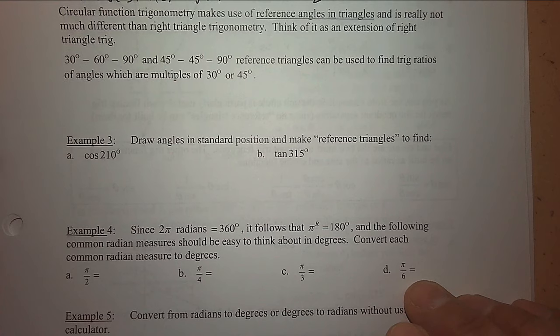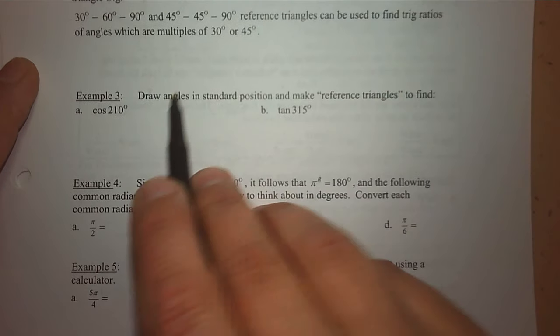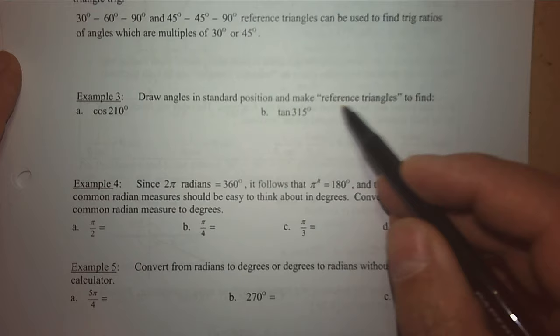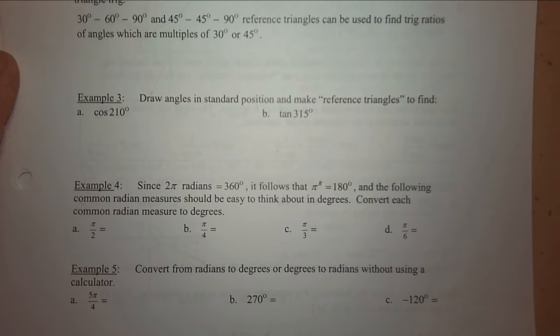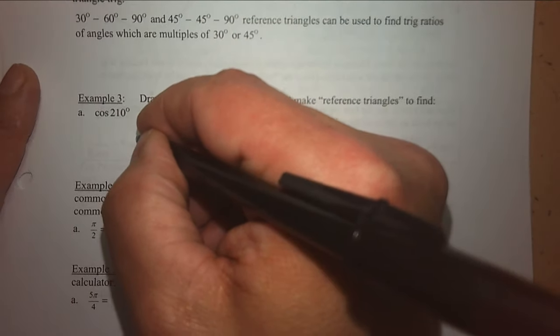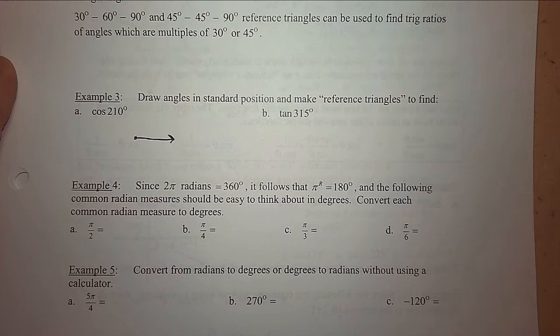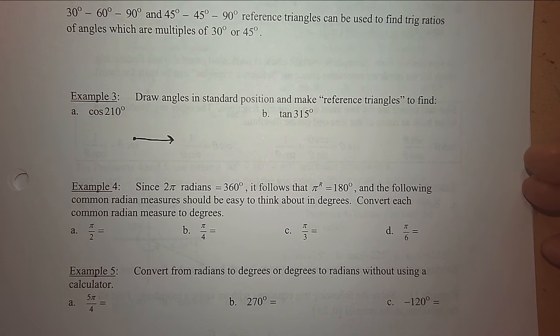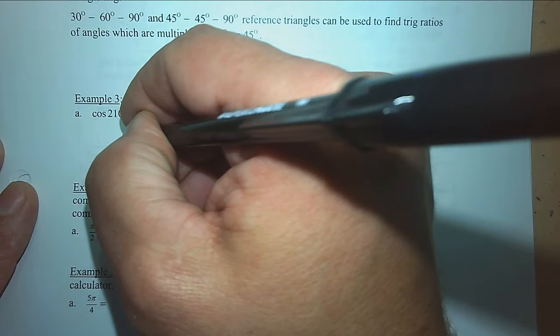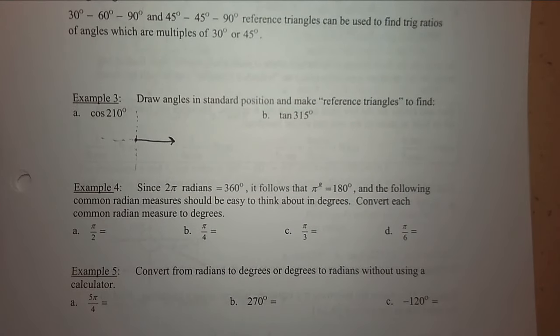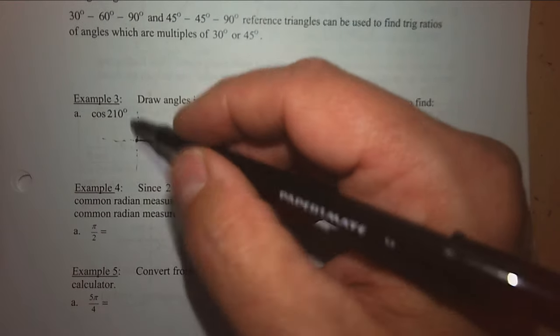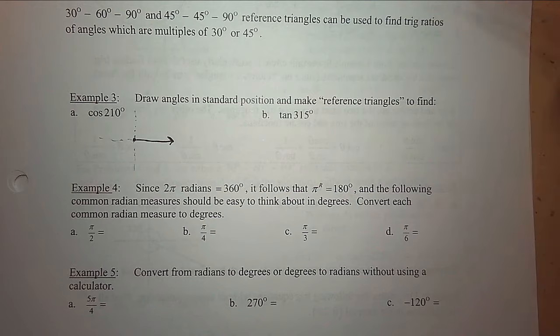All right. Example number 3. It says draw angles in standard position and make reference triangles. I'm going to say what they mean. Do you know how to draw the angle 210? Let's start there. Standard position means, how should you start this? An arrow pointing to the right. That's the positive x-axis. To make my life easier, I actually lightly draw in the other axes. This just gives me a reference for the terminal side. They're really invisible, but I put them very lightly with a little dotted line so that I have a better sense of where 210 is going.